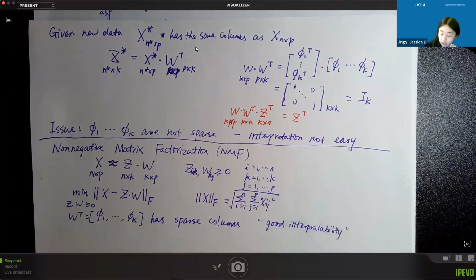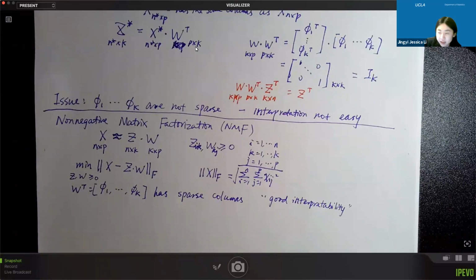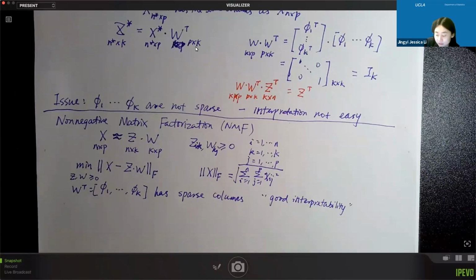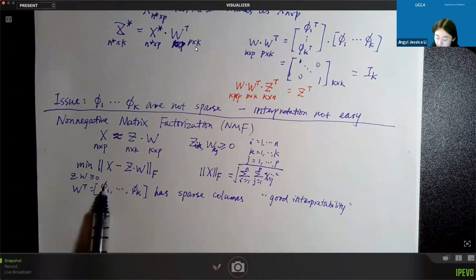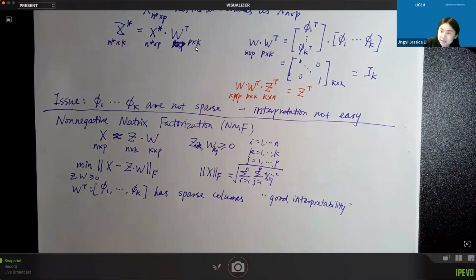And some people actually use NMF as a clustering algorithm. Because if phi 1 contains only a small group of genes with non-zero entries, and phi 2 has another, then you can say each one corresponds to one cluster of genes. So we are doing clustering based on dimension reduction. You can see that in some bioinformatics papers.